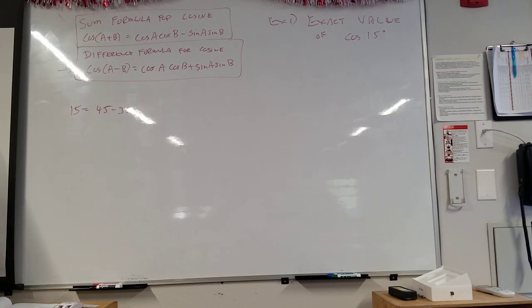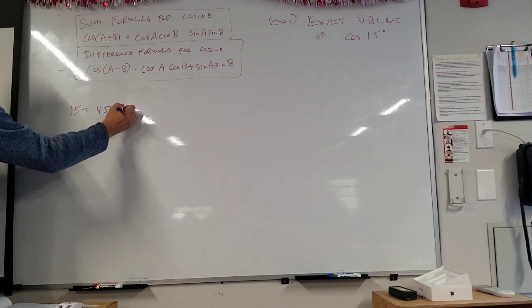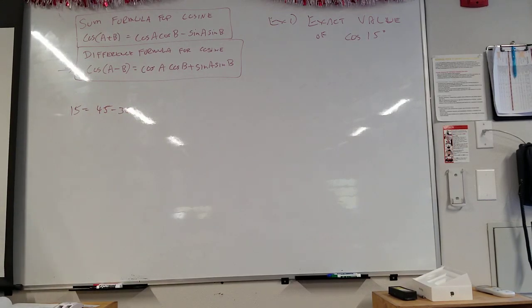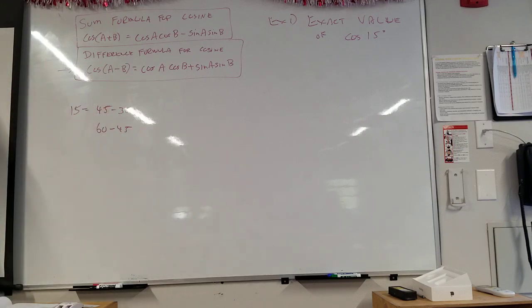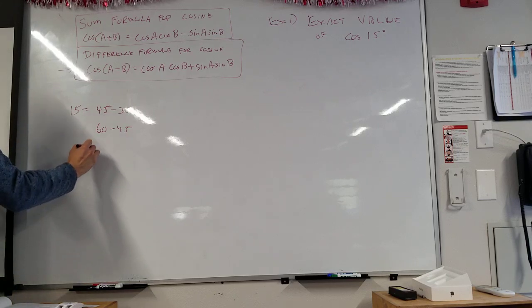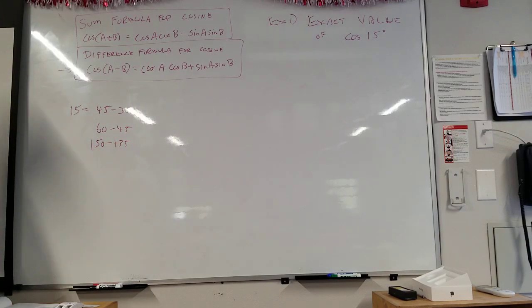Is there any other pair that you know of, multiples of 45 or 30, that gives you 15 degrees? Is there another pair you can use? 60 minus 45, that's right. So this is not a unique pair. You can do a whole bunch of different things. In fact, 150 minus 135 would do the exact same trick. It's just a difference of 15 degrees.